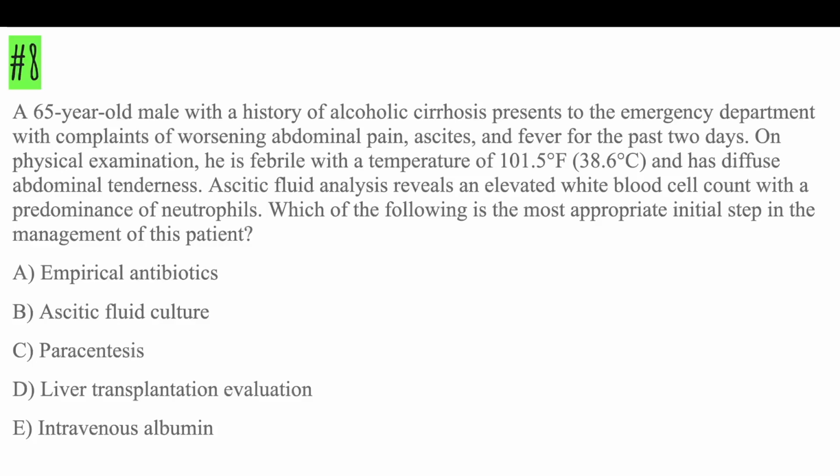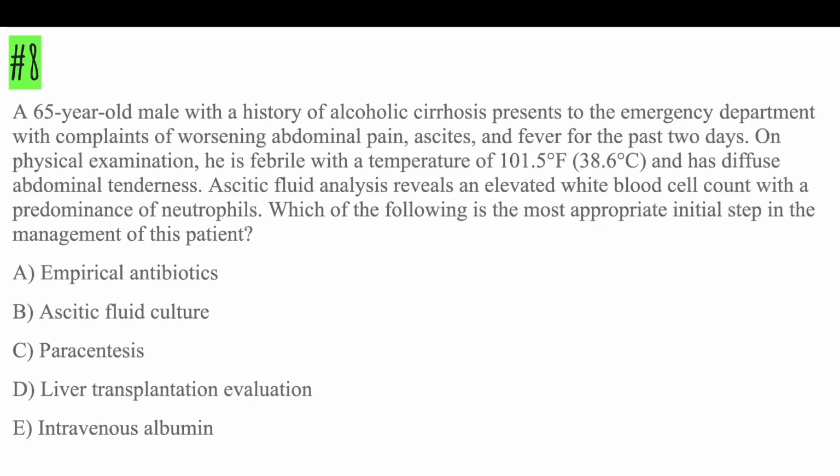So we have a 65-year-old male with a history of alcoholic cirrhosis who presents to the emergency department with complaints of worsening abdominal pain, ascites, and fever for the past 2 days. On physical exam, he is febrile with a temperature of 101.5 degrees Fahrenheit. He has diffuse abdominal tenderness. Ascitic fluid analysis reveals an elevated white blood cell count with predominance of neutrophils. Which of the following is the most appropriate initial step in management of this patient?